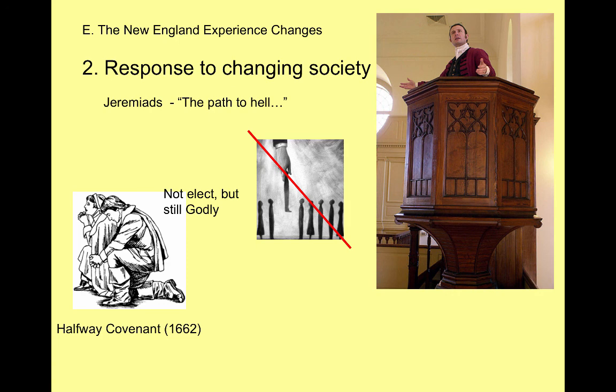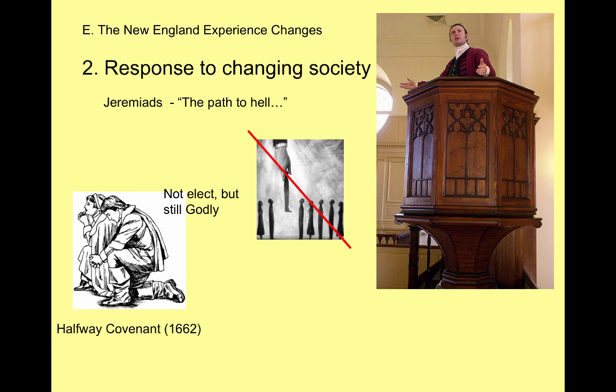So what do we do to try to repair our society? To get the younger generation, the further west generation, to feel like they're part of us politically, we create the halfway covenant, which says that, look, you can be a voting member of our society because you will be a halfway member of the church.